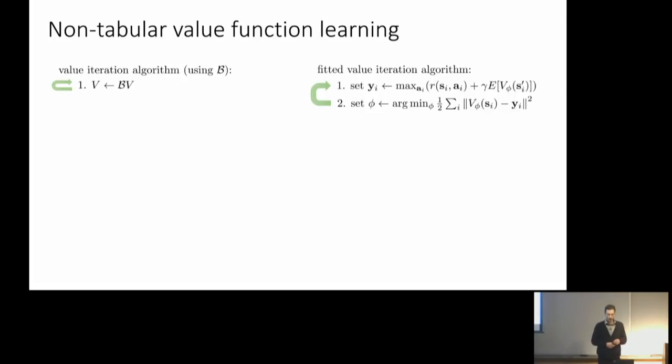Now, what was the fitted value iteration? The fitted value iteration algorithm actually had two steps. It had a Bellman backup step where we compute these target values. And when looking at it, you'll immediately recognize the Bellman backup operator. This is just the Bellman backup operator applied to V. But then, of course, we don't set V to be BV. We have to do a regression problem. And that's what we're doing in step 2.